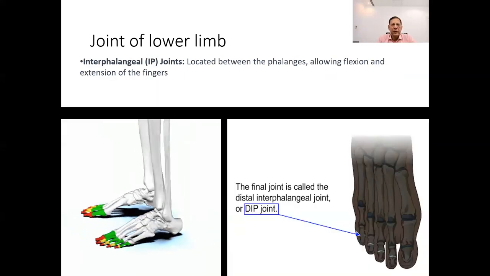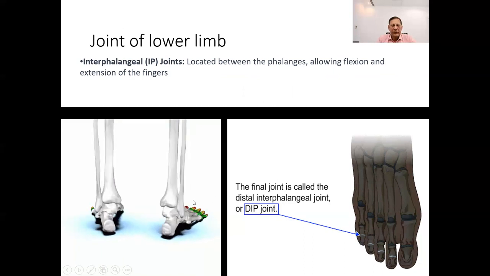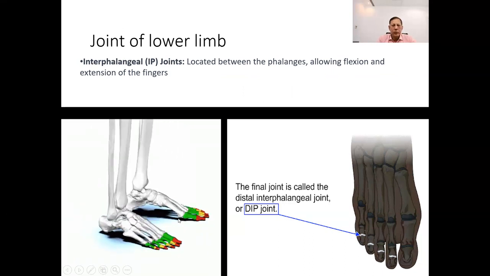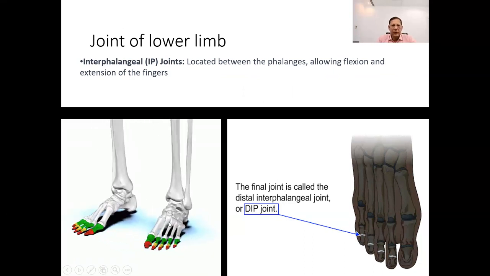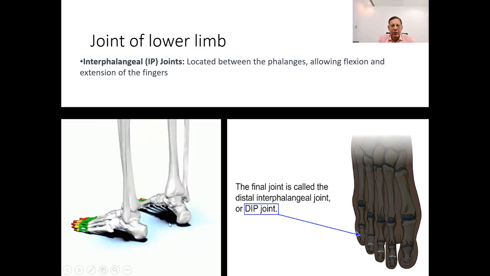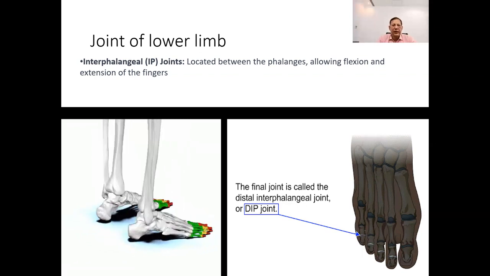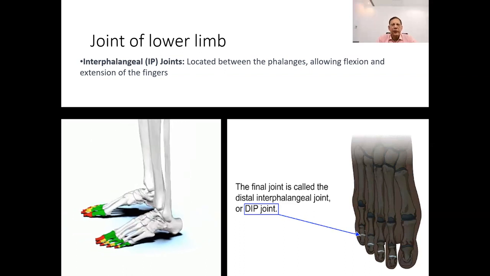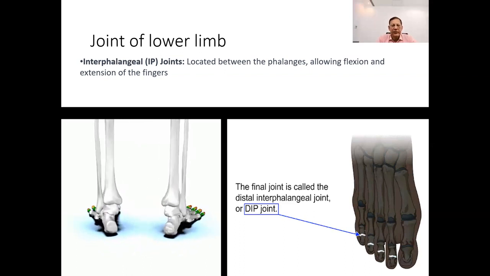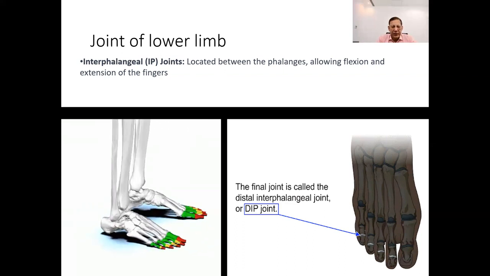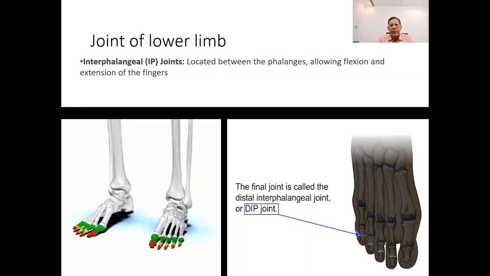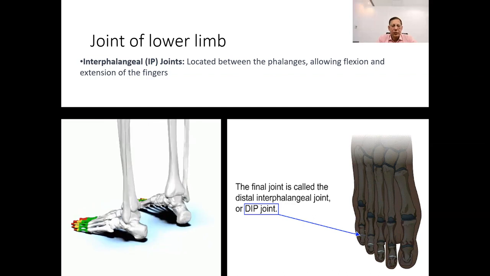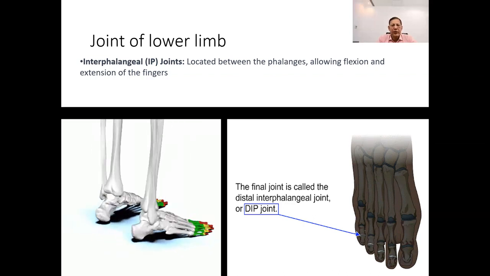The interphalangeal joints of the foot are the joints located between the phalanges, which are the bones of the toes. These joints play a crucial role in toe movements, including flexion and extension. Similar to the fingers, the toes have both proximal interphalangeal joints and distal interphalangeal joints.